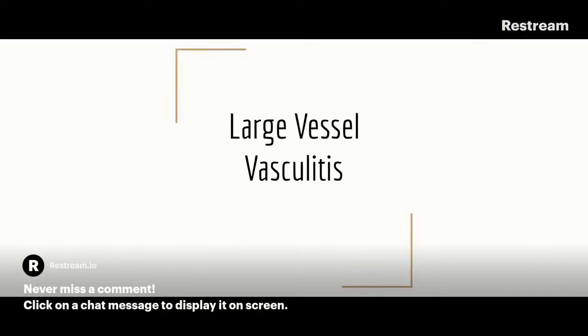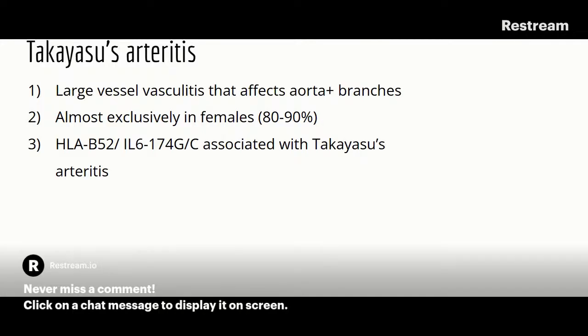Now we'll talk about large vessel vasculitis. We've got Takayasu's arteritis. It's a large vessel vasculitis that affects the aorta and its branches. It almost exclusively happens in females. About 80 to 90% of incidence is in women. It's associated with HLA-B52, but I wouldn't worry about that too much for your exams.